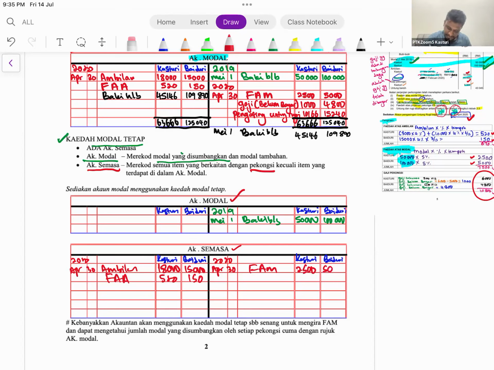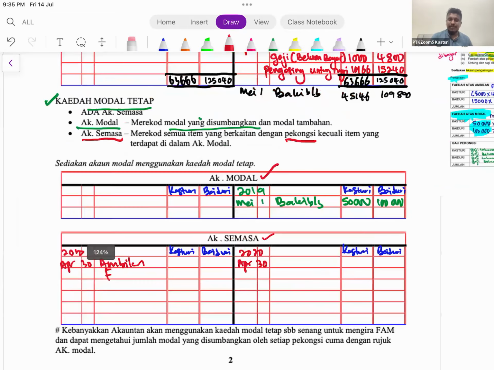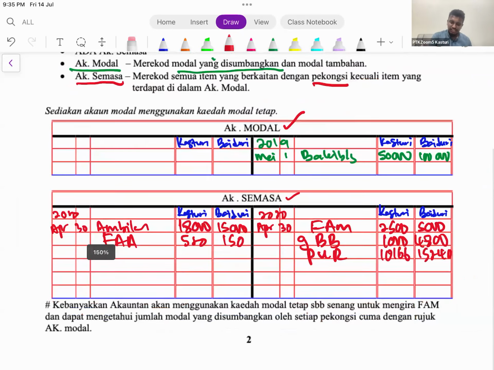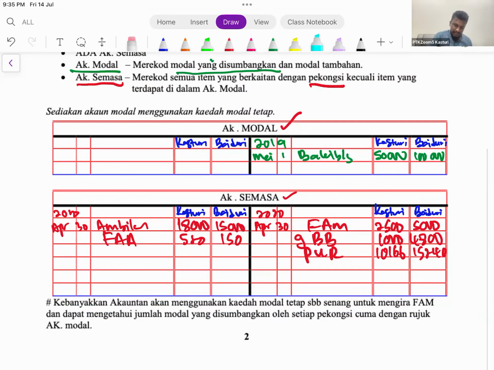2,500, 5,000, gaji belum bayar 1,000, 4,800, pengasingan untung rugi, which is the kongsi untung 10,166, and also 15,240. And then you balance up lah. But now we are not going to balance up. But after this, we're supposed to balance up. So by doing this, what is the advantage? Is here? See down here.